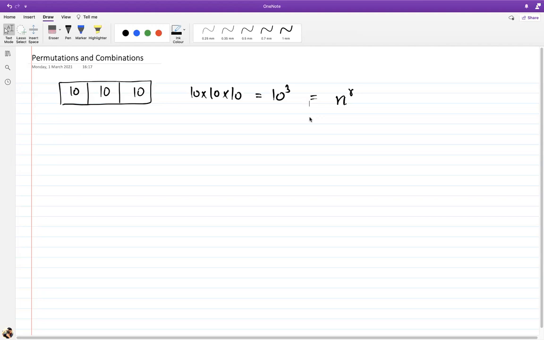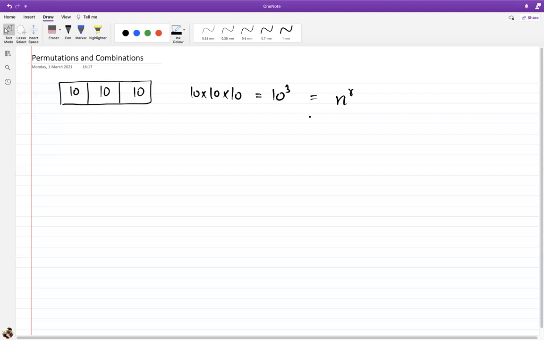Now that is permutation with repetition. Now let's say you are not allowed to repeat. Let's suppose you are picking, as I said, three winners for a competition.